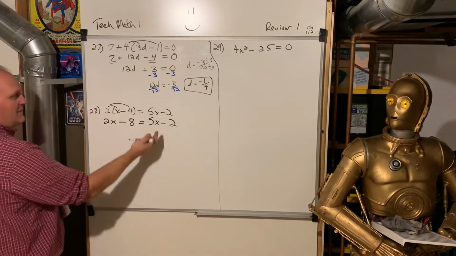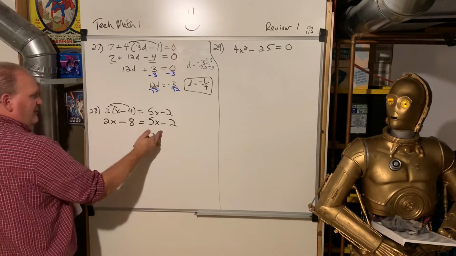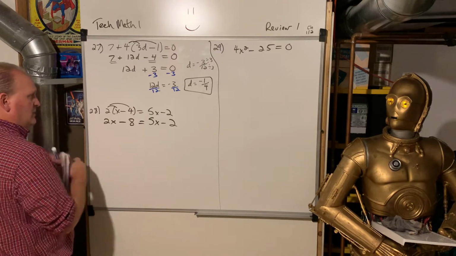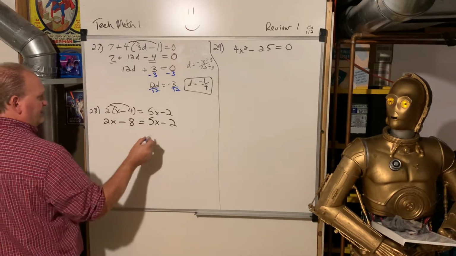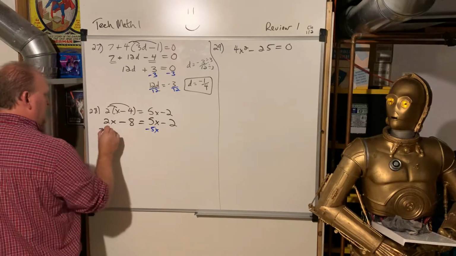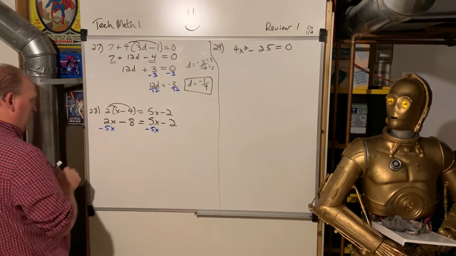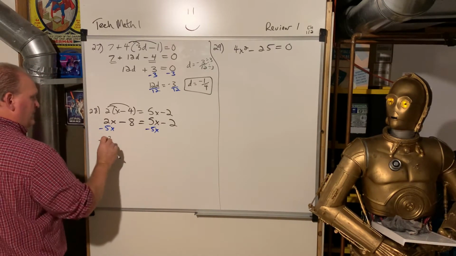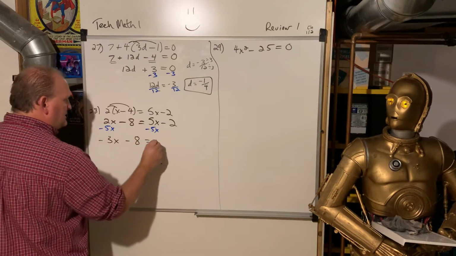So doesn't matter if I get all my variables over here, all my variables over there. I just need them all on one side. Yeah, I'm going to do it this way. So now we got, what? Negative 3x minus 8 equals negative 2.